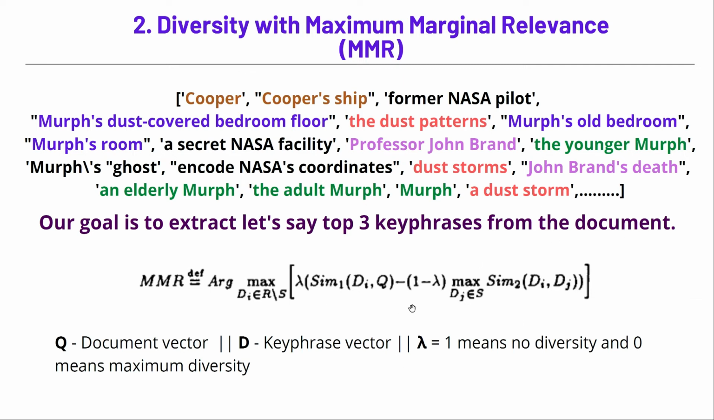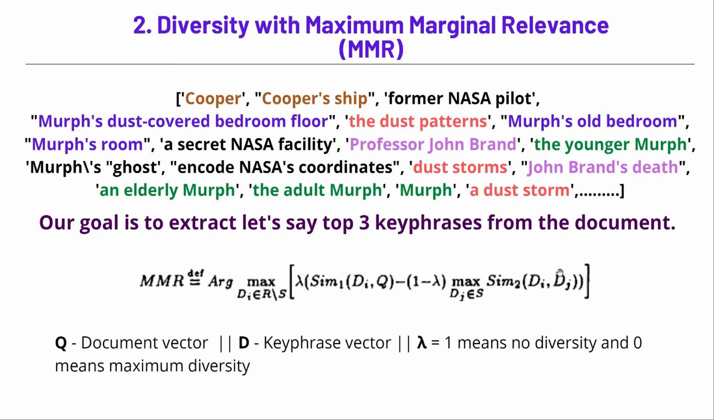Now in order to understand this equation, let's think of the other scenario, which is lambda is equal to 0. Then this whole term will be gone and we just have minus max similarity of di dj. The beautiful thing to remember is that when lambda is equal to 0, all we are doing is comparing these, let's say 120 key phrases among themselves to extract the maximum diversity. There is no comparison with the original document at all. Why? Because when lambda is equal to 0, this q document vector term is completely gone, and we just have minus max similarity between di dj, which is intra key phrase similarity itself.